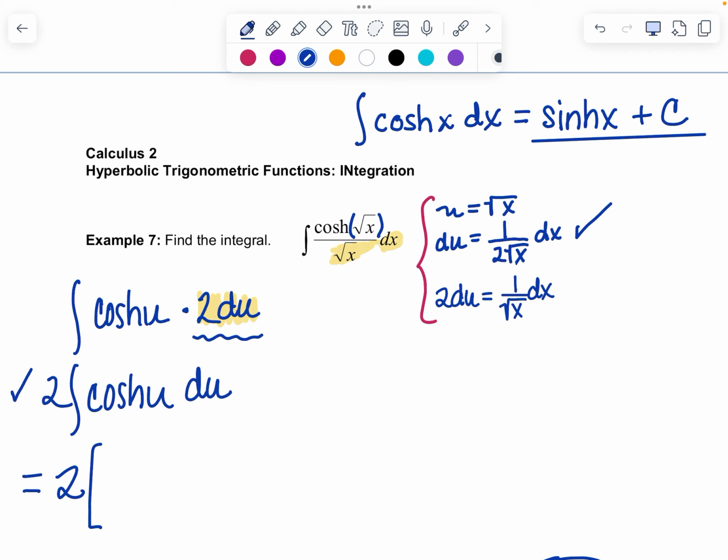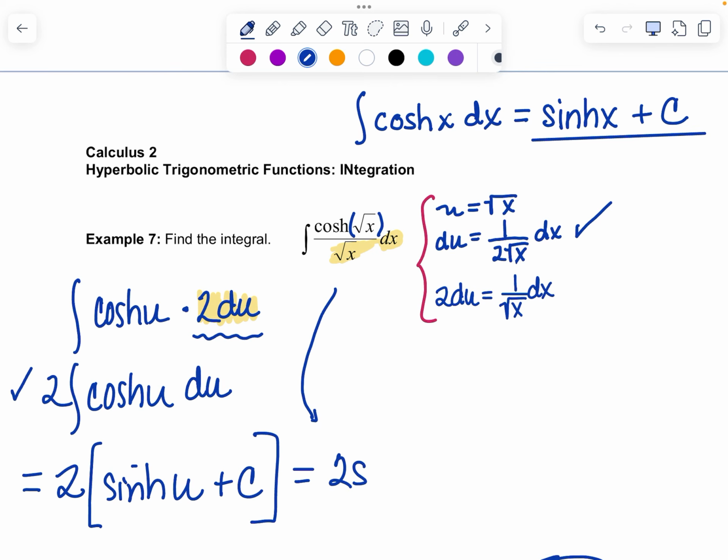and then after that, I'm just going to take the integral of cosh, which I get then sinh, so the hyperbolic sine u plus c. And then in the end, I'm just going to answer that. So equal to, and here's the answer to the original integral, 2 times the hyperbolic sine of u, which is the square root of x, and then plus c.